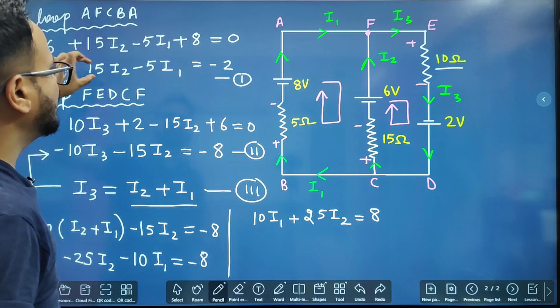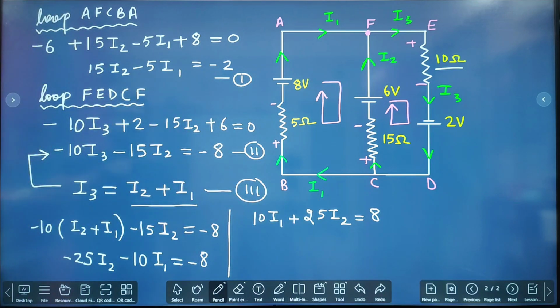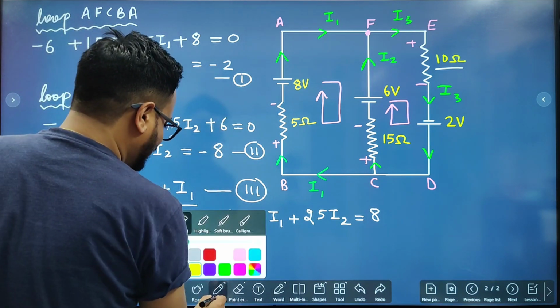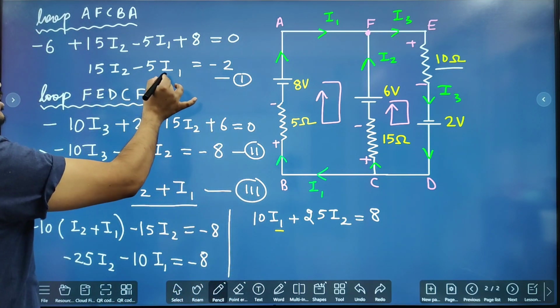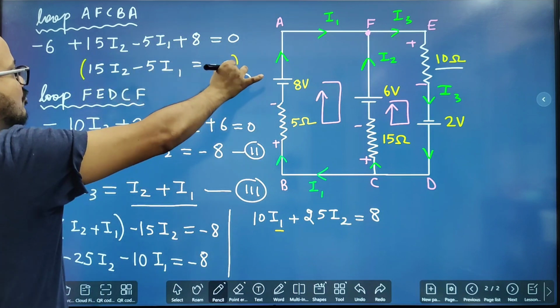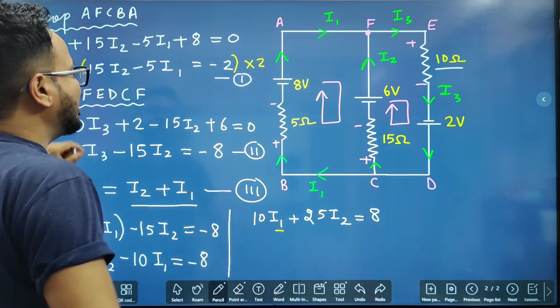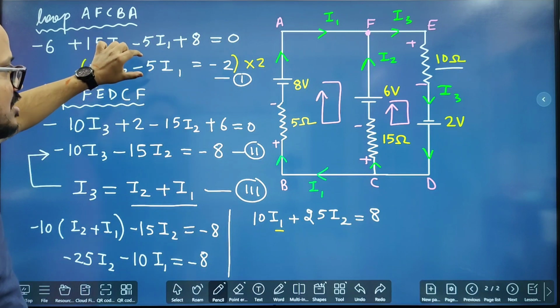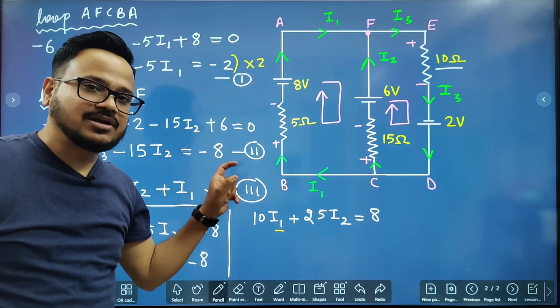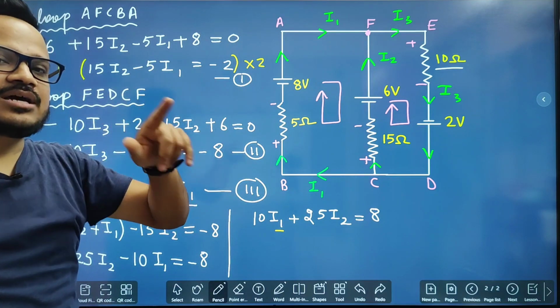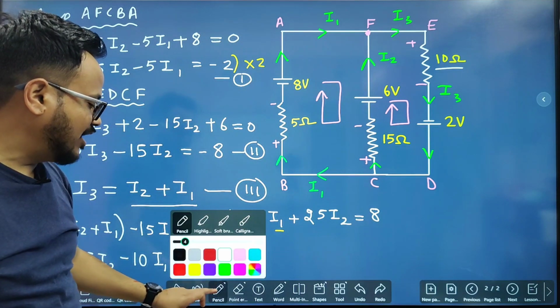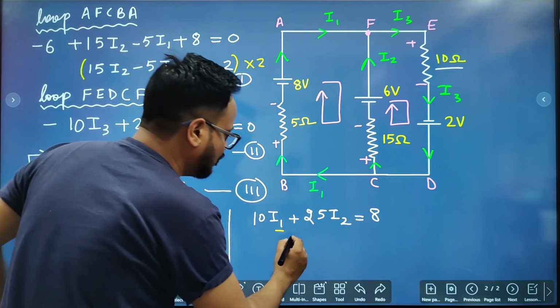Now we have to solve equation 1 and this equation. We can solve it using the substitution method or elimination method. Okay, let's do one thing that will make things very easy. The coefficient of I1 in this equation is 10 and the coefficient of I1 in the other equation is 5. So if we multiply this equation by 2, then the coefficient of I1 becomes minus 10, and in this case the coefficient of I1 is plus 10. So if we now add these two equations, the I1 term will be eliminated and we can find the value of I2. So this is 30 I2.